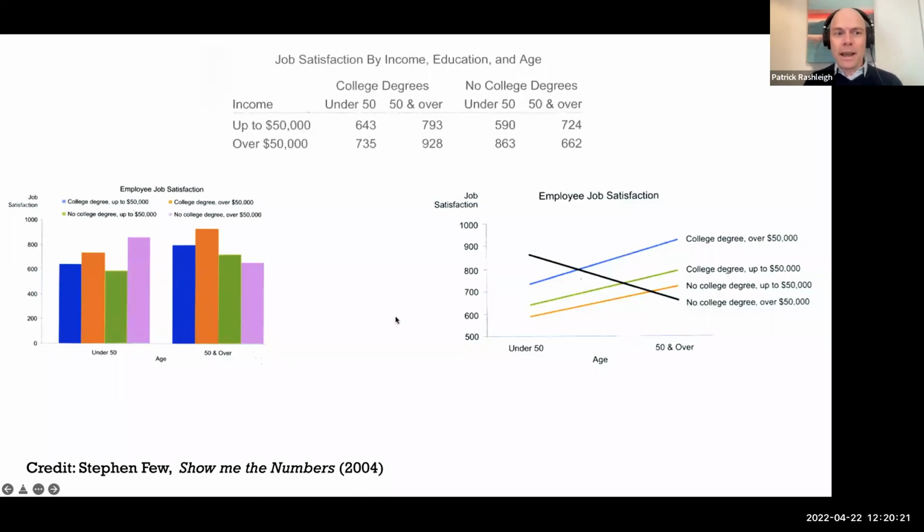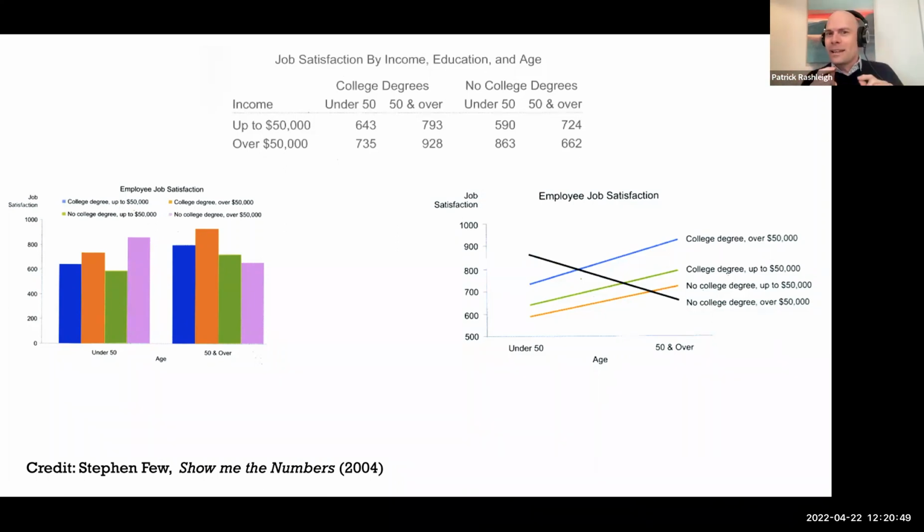But if you want to compare between the age groups, say the folks with college degree over 50,000 and see what's happening between the age groups, that's a harder question to answer visually in this left-hand representation. You have to draw an imaginary line between the top of the orange bar here and the top of the orange bar here and do a comparison. And what you're doing in your imagination is bringing those two bars together and comparing their heights.